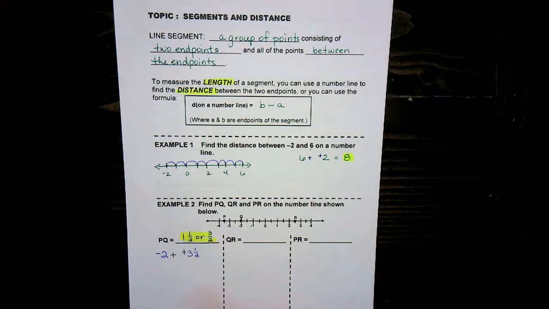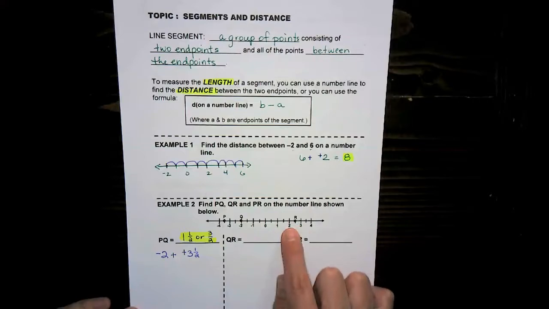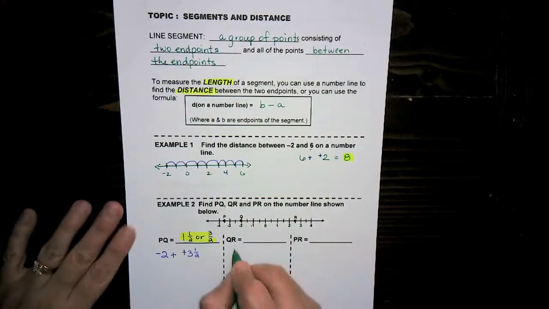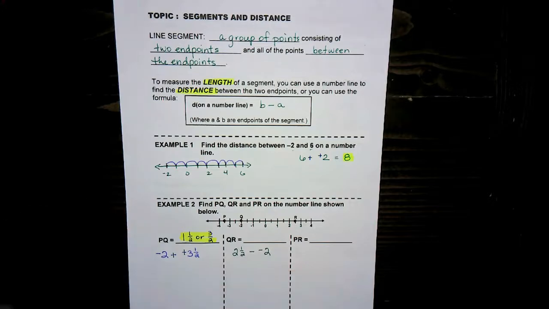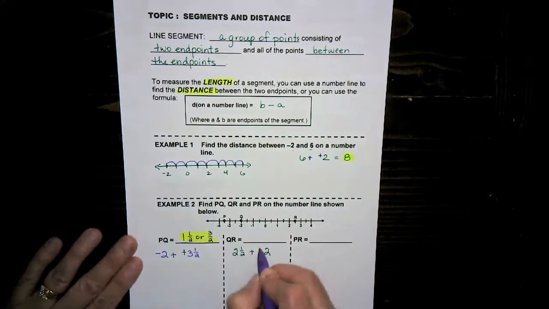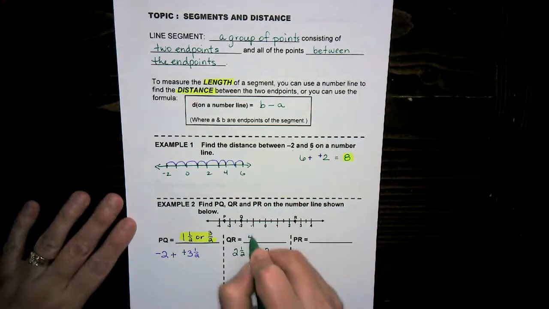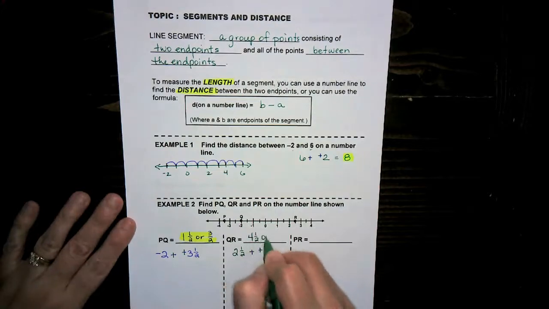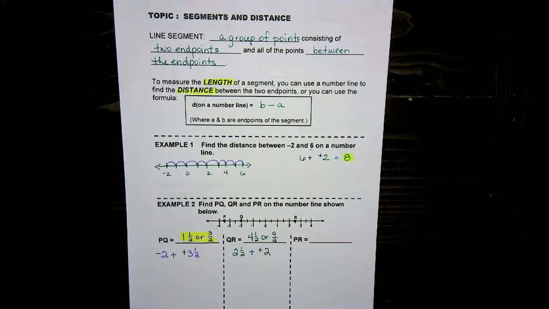Okay, let's look at QR now. Q to R. So we're going to take R looks to be between 2 and 3. So it's at 2.5. 2.5 minus Q, and Q is at -2. So again, we've got that minus a negative going on. So now we're going to add, which gives me 4.5 or 9/2. And again, looking at it either way here.